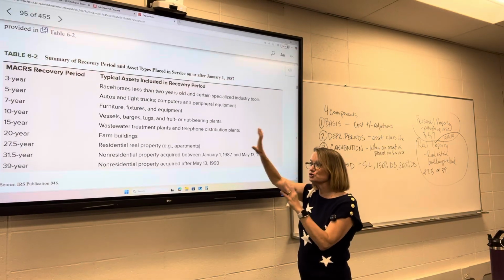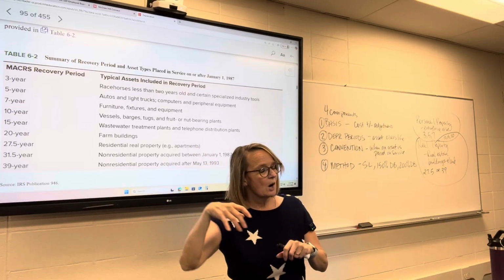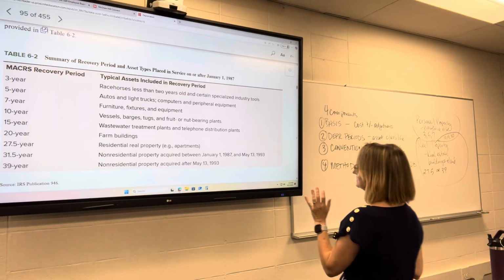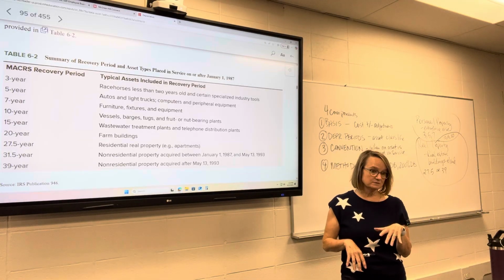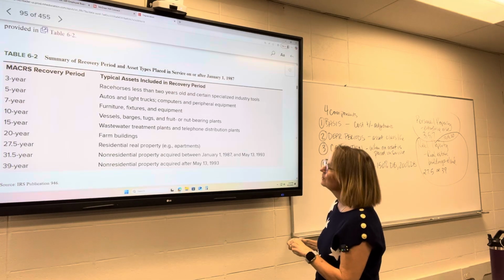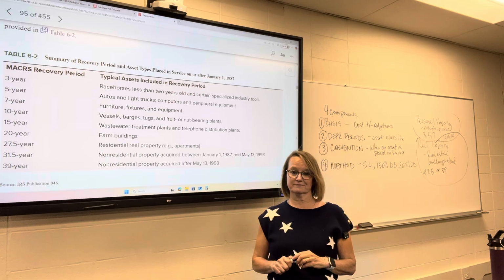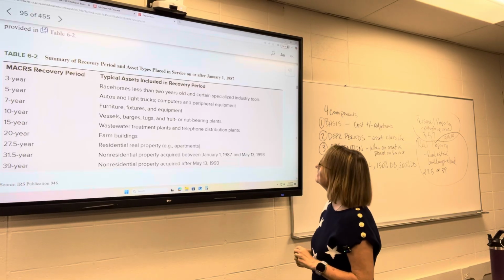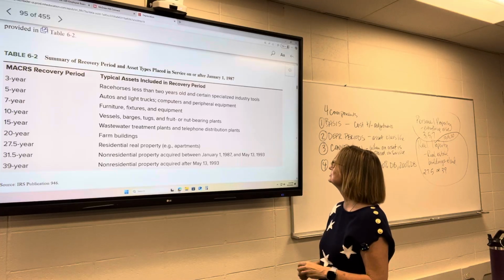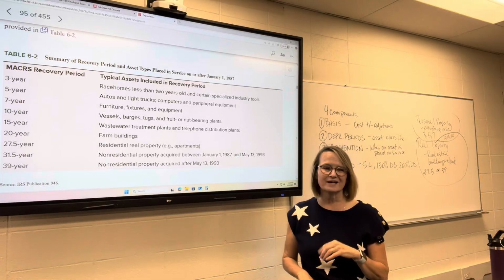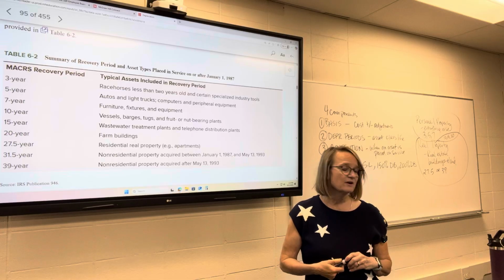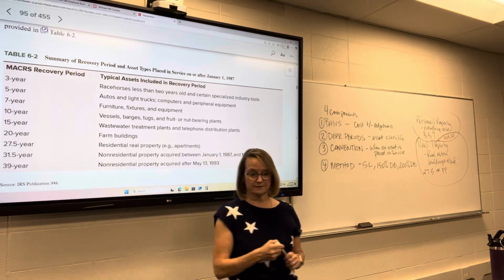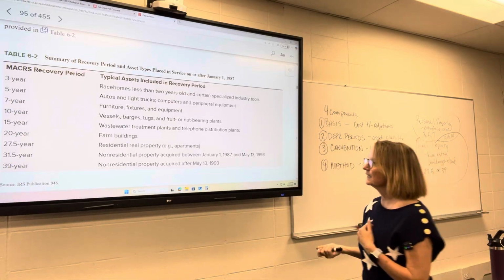This is a short list showing you certain items that are within those classes. Now, this is not exclusive by any means. But some examples: racehorses, they depreciate racehorses. A racehorse is an asset that gets depreciated over 3 years if they're less than 2 years old. And then certain specialized industry tools as well. We're not going to work with the 3-year asset class life. The ones that we're mainly going to work with are 5, 7, 27 and a half, and 39. Those are the ones that we're going to calculate.